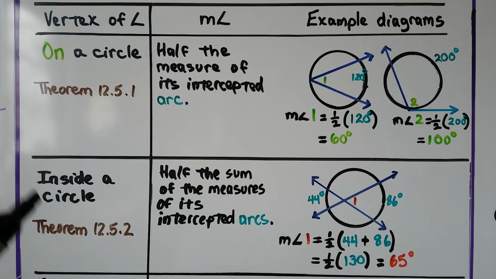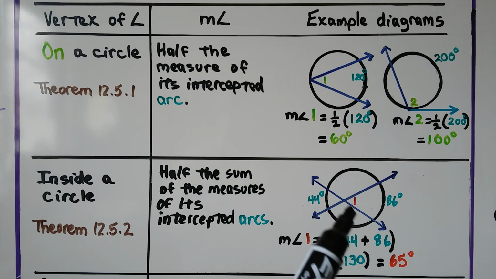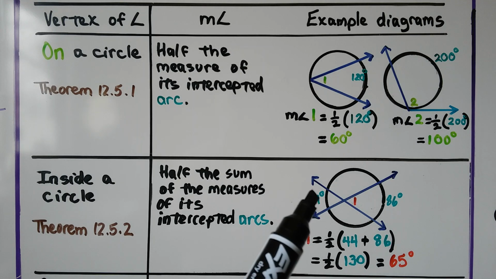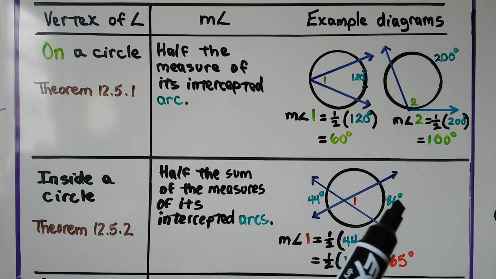If the vertex of the angle is inside a circle, that was theorem 12.5.2, then the measure of the angle is half the sum of the measures of its intercepted arcs. So here we have the vertex inside the circle. Here's angle 1. The measure of angle 1 is equal to half times this 44 degrees plus this 86 degrees. So it's half times 130, so it's 65 degrees.